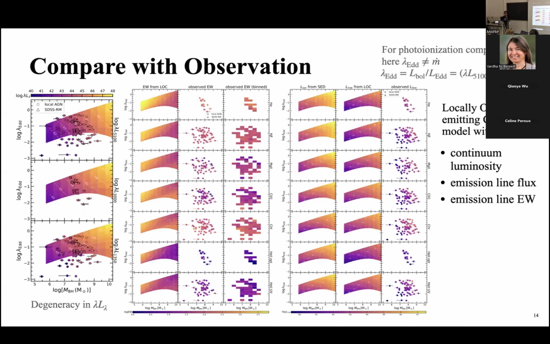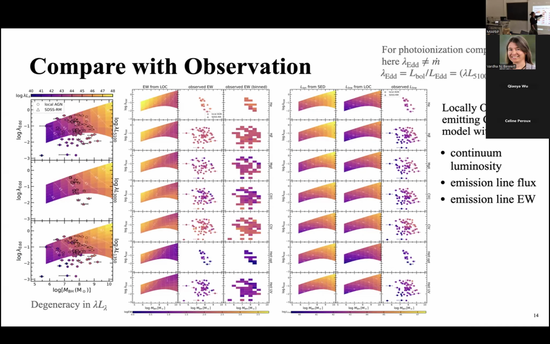Now that we have the SED, we want to compare the UV emission line properties that we observe. We use Cloudy and adopt the locally optimally emitting cloud model to compute the line flux. Here is the continuum luminosity: the background is our prediction from the SED and Cloudy, and the data points are the observed continuum. You can see the continuum is very consistent.